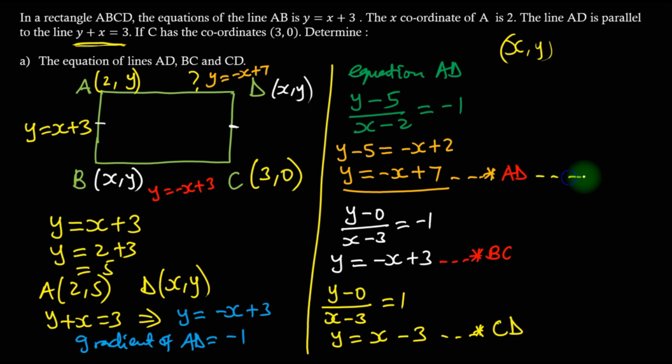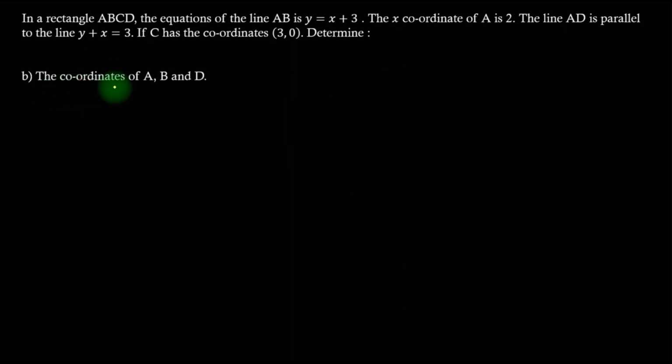So far, these are the equations that we have: equation 1, equation 2, and equation 3 for AD, BC, and CD. We move on to the next question, whereby we find the coordinates of A, B, and D. Allow me just to redraw the rectangle.